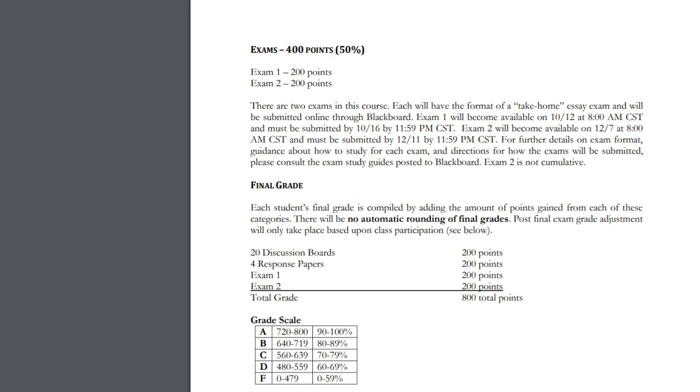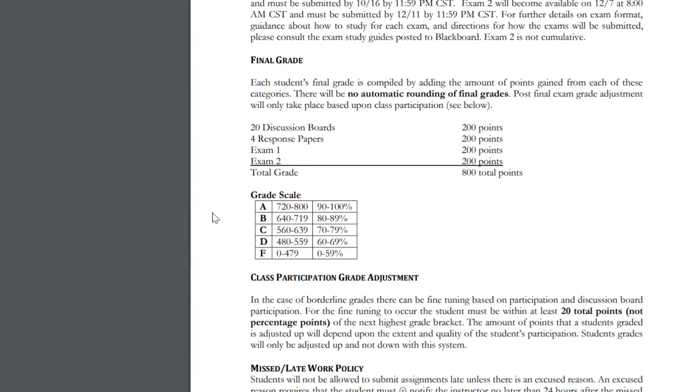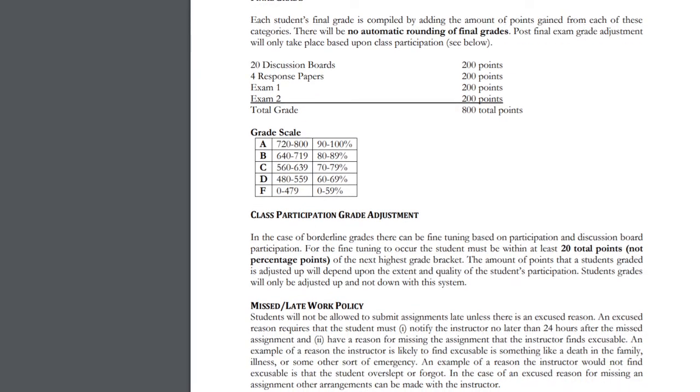You have the 20 discussion boards, 4 response papers, 2 exams. That comes out to 800 total points. You can see your grade scale here and how I will adjust that raw point total into a percentage into a letter grade. Now, a couple of other things you should know about grading.